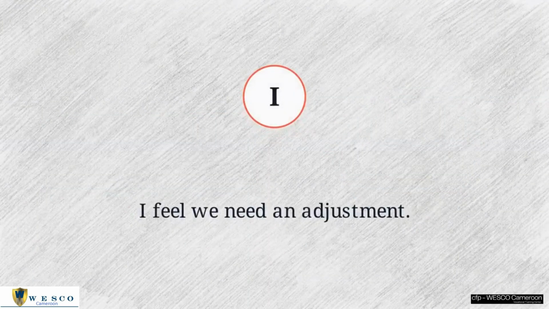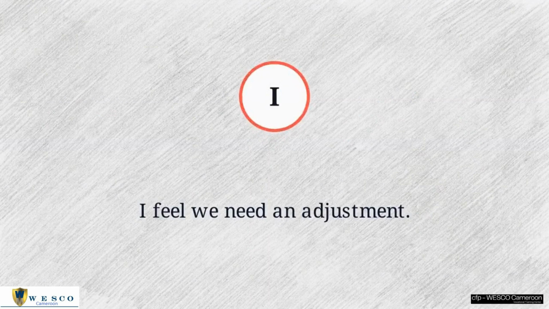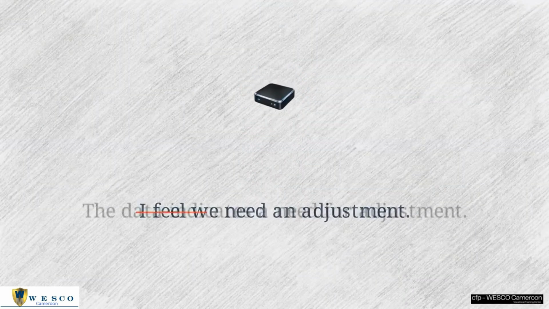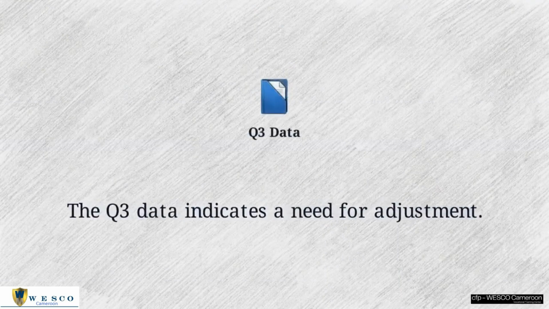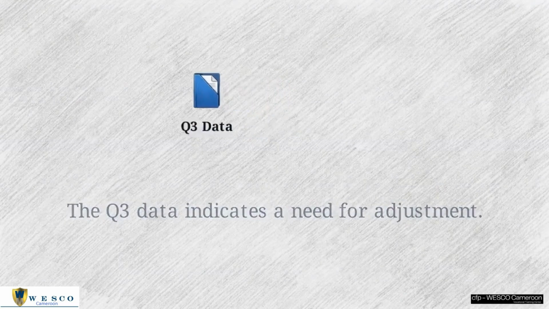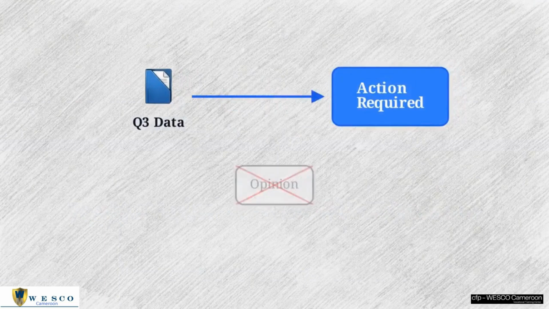The second strategy goes a step further. Watch as the personal pronoun node is replaced entirely with an objective data source. Remove your ego and the word "I" from the equation completely. State that the Q3 data indicates a need for adjustment. You bypass personal opinion and build an argument based on hard facts.